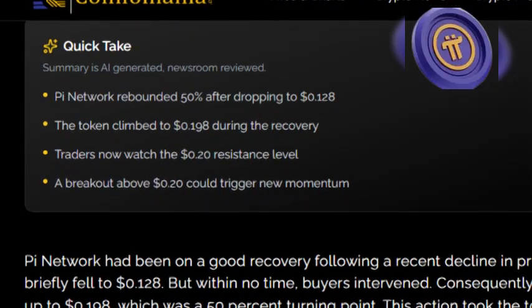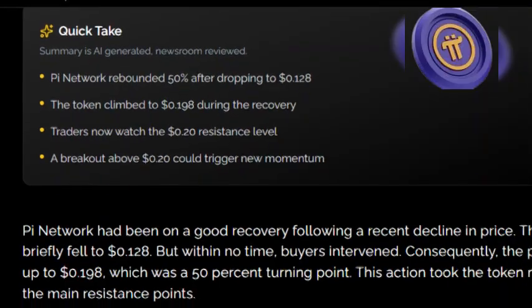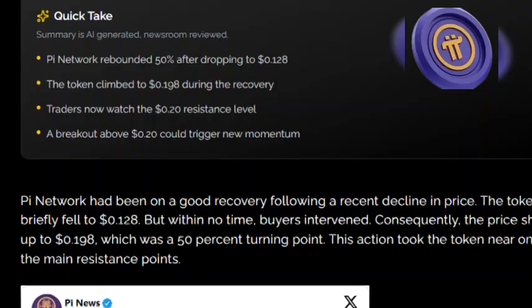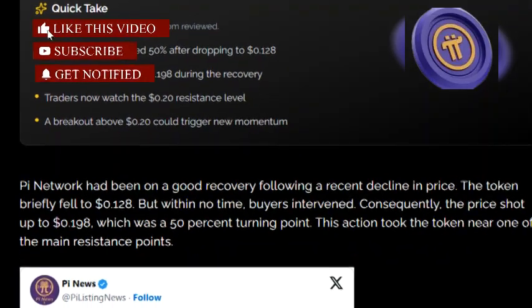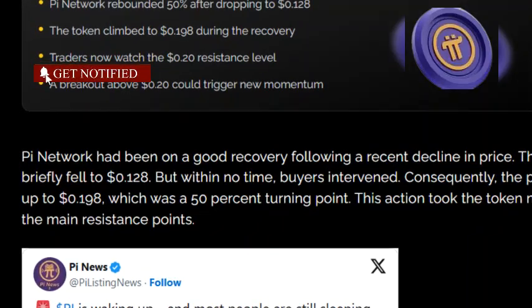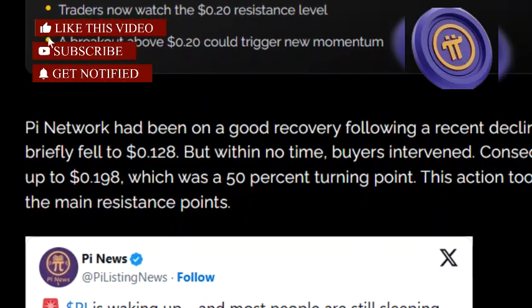If price rejects at 20 cents and drops back, it sends a different signal. The resistance is holding. Sellers are still there. The bounce was temporary. Price will likely test lower levels. Traders exit positions. Momentum fades. So, 20 cents is binary. Either it breaks or it rejects. The breakout determines whether momentum continues or stalls.